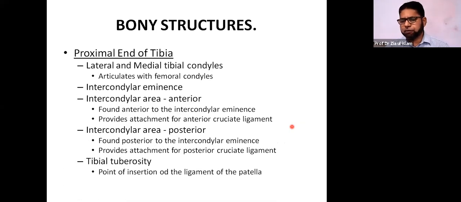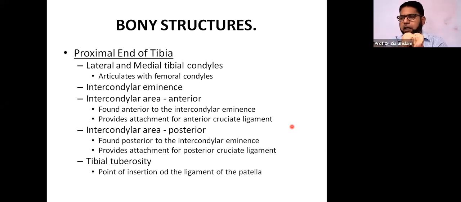Proximal end of the tibia: when we talk about the tibia, we have to look at its upper end, and the upper end of the tibia is like this. The superior surface is the part which articulates with the condyles of the femur. So we have a lateral tibial condyle and a medial tibial condyle, and they articulate with the respective femoral condyles.